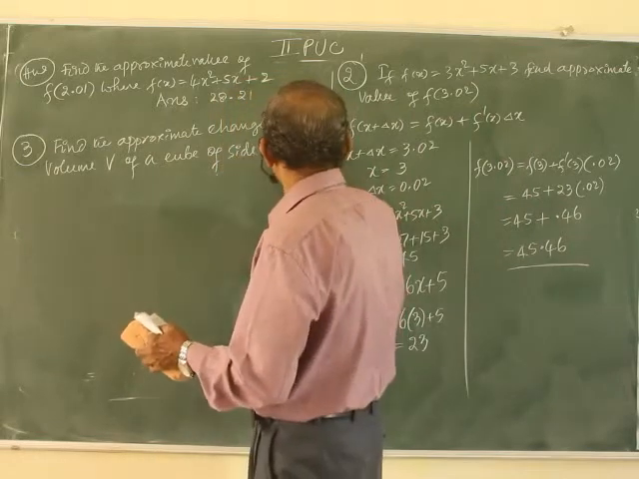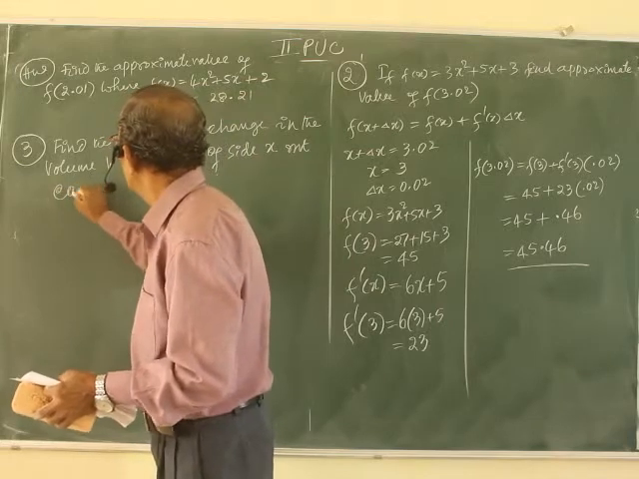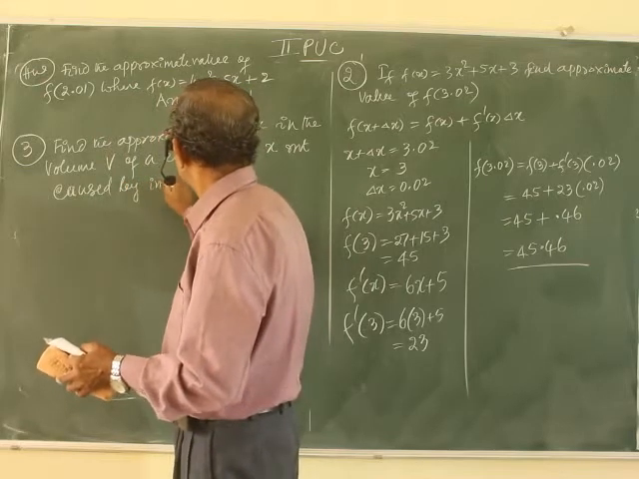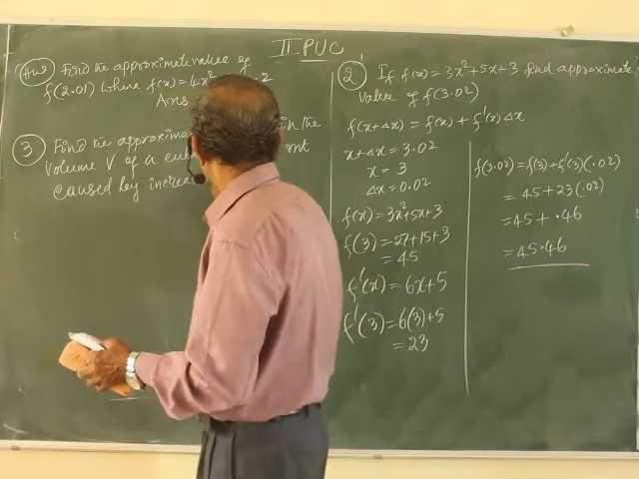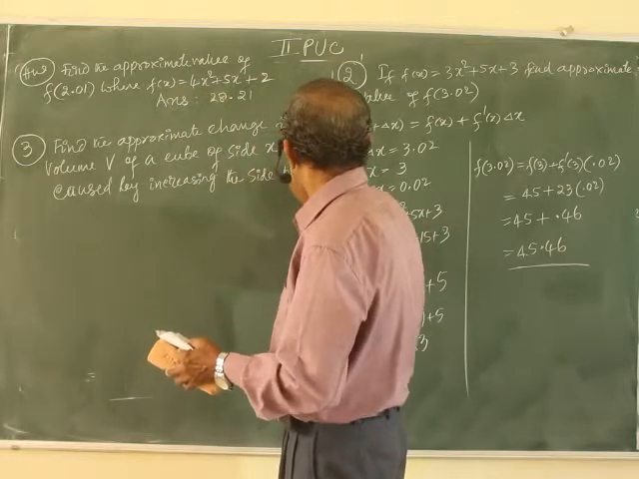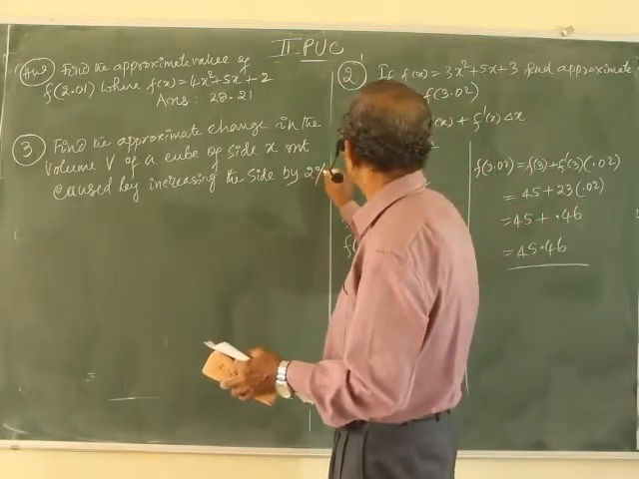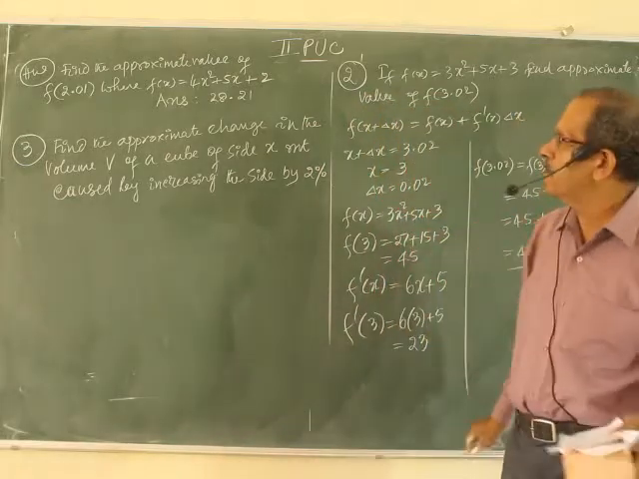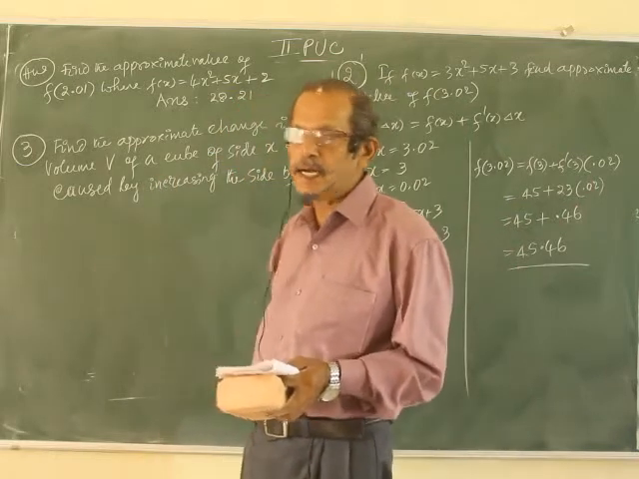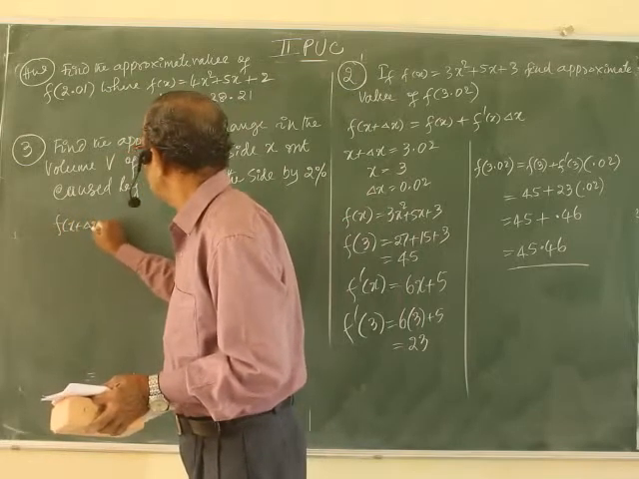Side x unit also given, meter, caused by increasing the side by 2%. Careful, a little different type of problem, but the formula is the same, method also same, values you must select correctly. Approximate change, whatever may be, let me write the formula first.